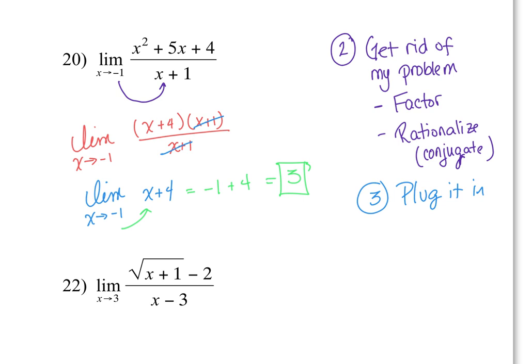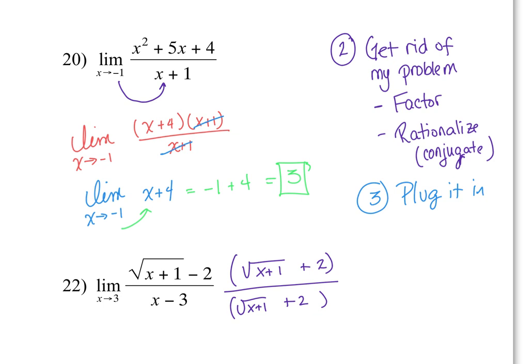Let's look at this next one. This next one, I have a problem. If I just plug in a 3, I have a denominator that says 0. So what I'm going to do here is get rid of it using rationalizing, okay? Rationalizing, I'm always going to take the guy that has the root and multiply by the conjugate. It was -2, I'm going to multiply by plus 2, and I'm going to do that on the top and on the bottom.